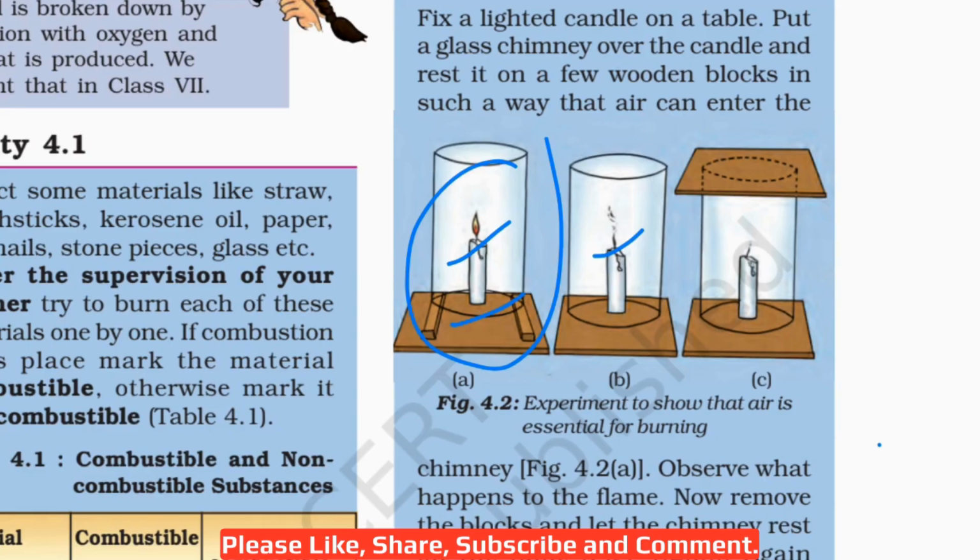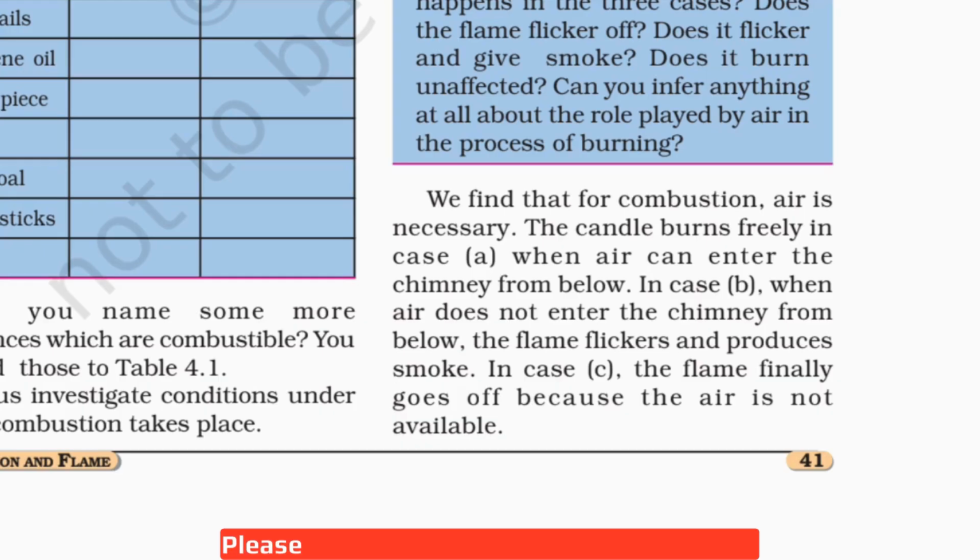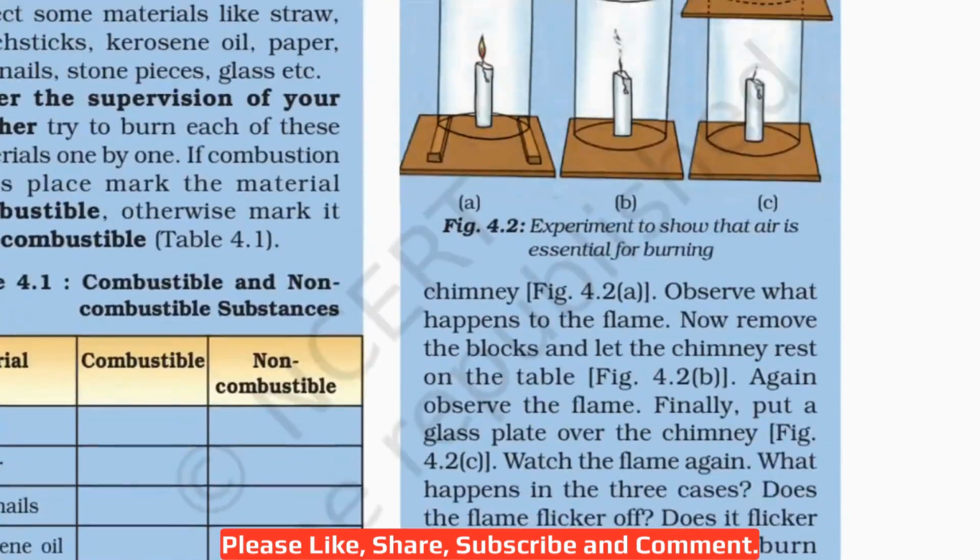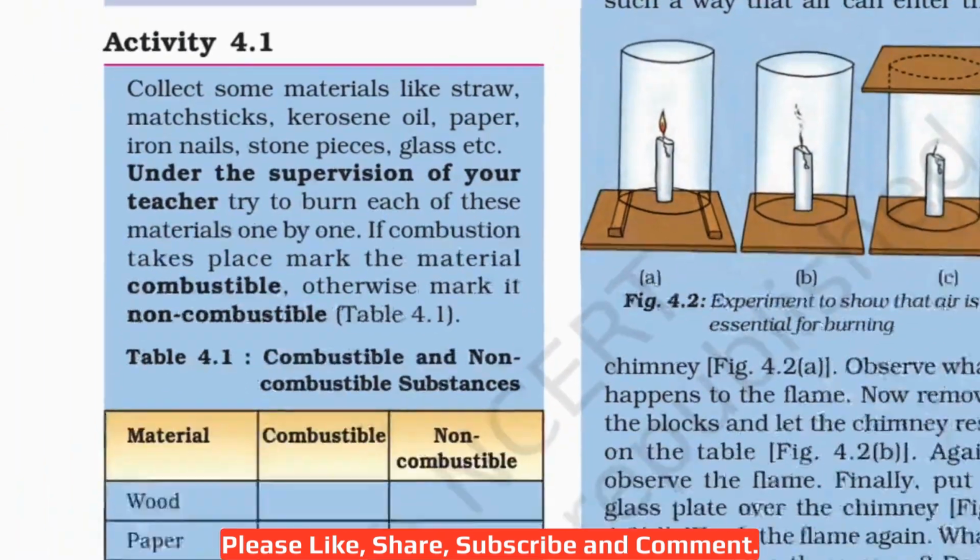The candle is extinguished. Now in the third one, they have kept a plate over the glass. Still, because they have covered it with a glass plate, the candle is not getting any supply of fresh air, that is why it gets extinguished. Okay, now from this activity we can conclude that the candle burns freely in case A, right, when air can enter the chimney from below. Then in case B, when air does not enter the chimney from below, the flame flickers and produces smoke. In case C, the flame finally goes off because the air is not available. Now because the air is not available, so the flame goes off.